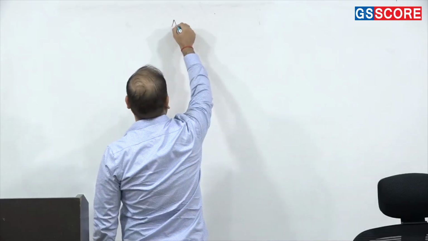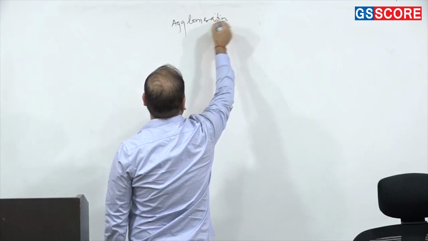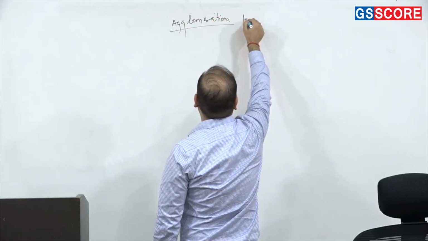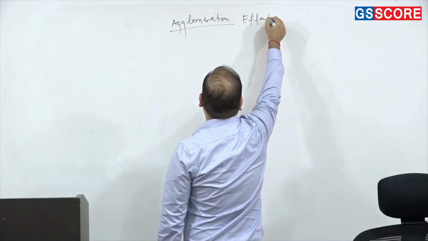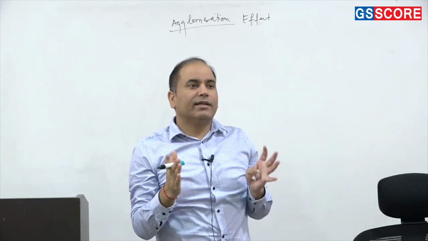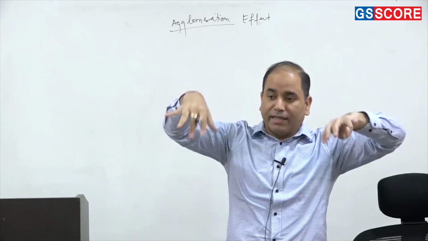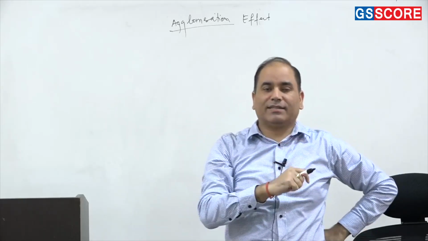Now you will have the agglomeration effect. In the end, he also considered the agglomeration effect, and what is this agglomeration effect? Agglomeration effect is simply that more and more industry will be set up in the area where you already have industry.